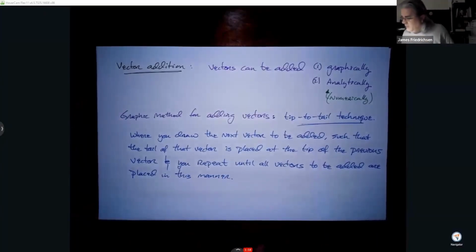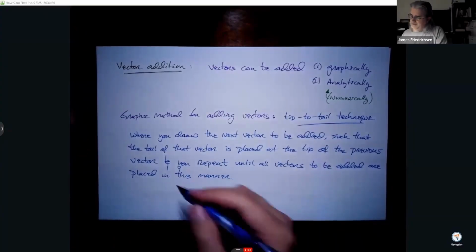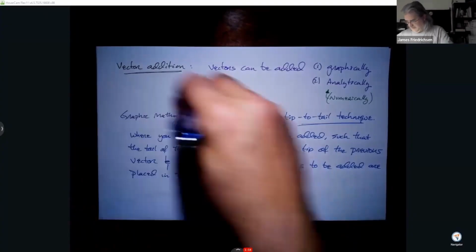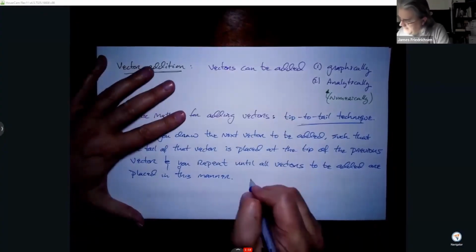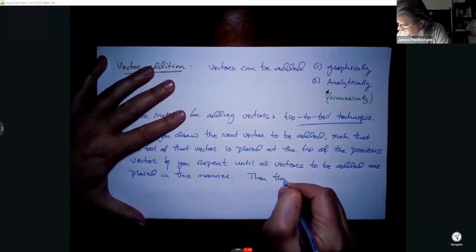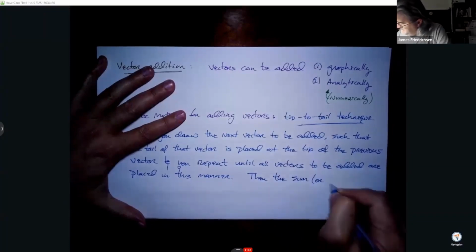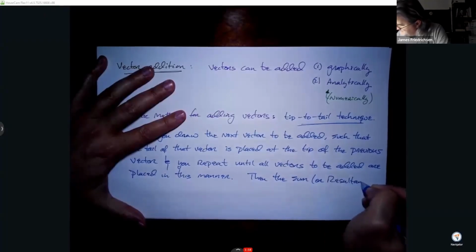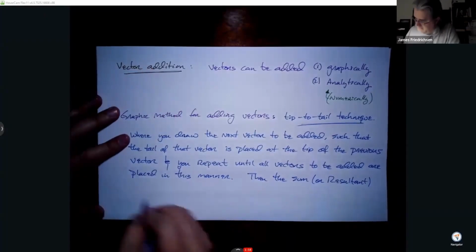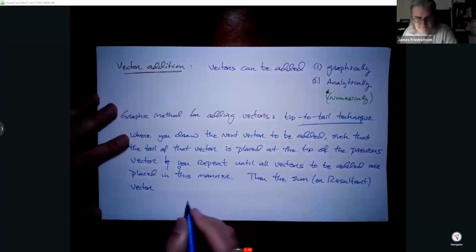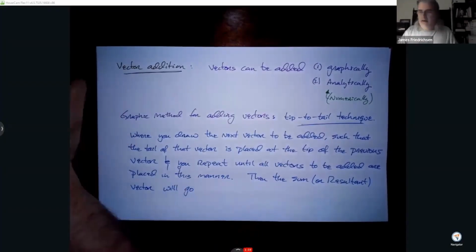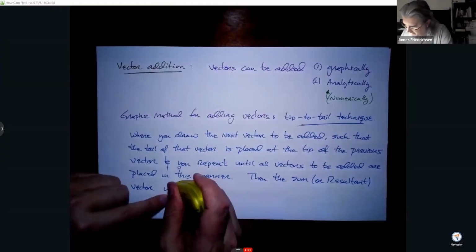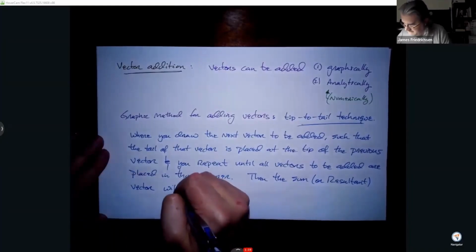Okay. Once we put all of the tails of the next vector at the tips of the previous vectors, and we put them all in terms of the ones that are going to be added up for this particular technique, then the sum, the resultant vector, is going to go from the tail of the very first vector to the tip of the very last vector.